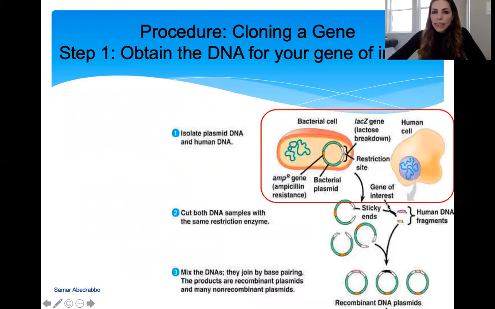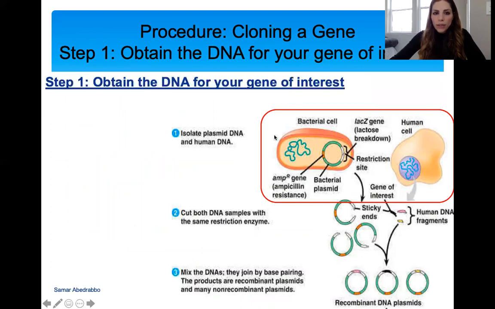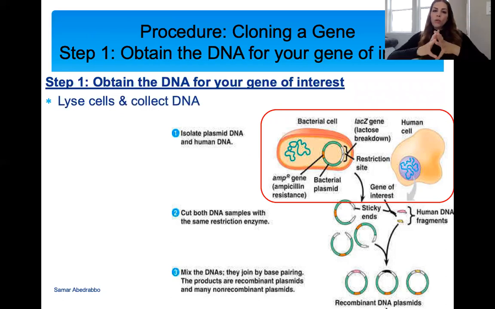So, obtaining the DNA for your gene of interest. The way you do it, we're going to talk about. The first step is to obtain the DNA for your gene of interest. You need to get your DNA. So let's use our same lactase example. You're trying to manufacture lactase. So the first thing is you need to get your lactase DNA, for example. So you're going to lyse the cells. You're going to take your human cells.